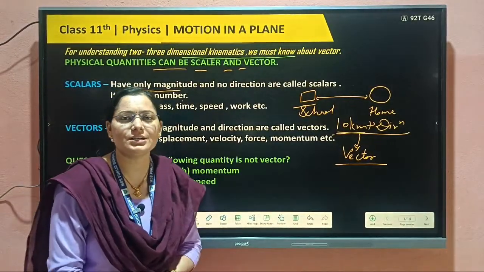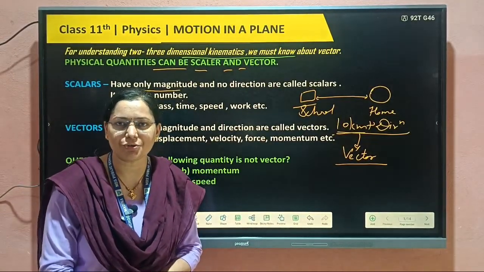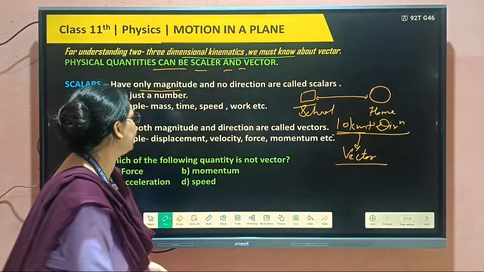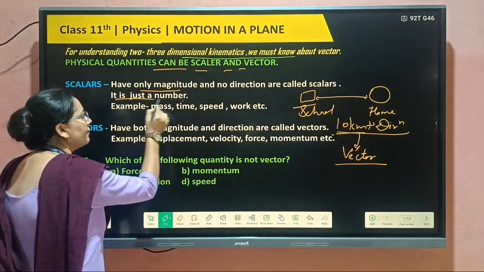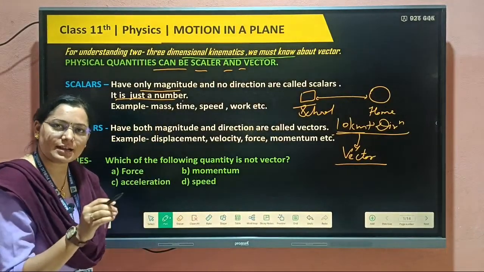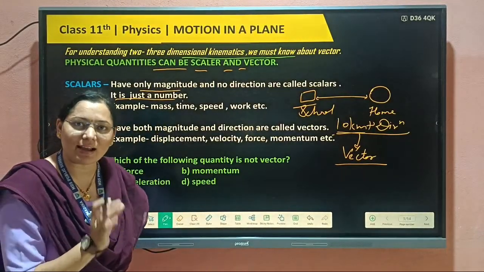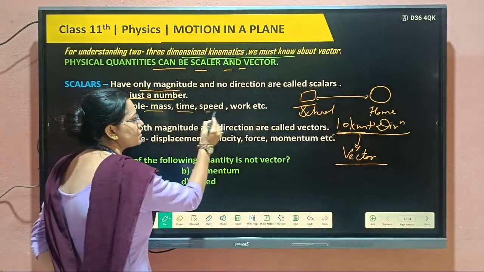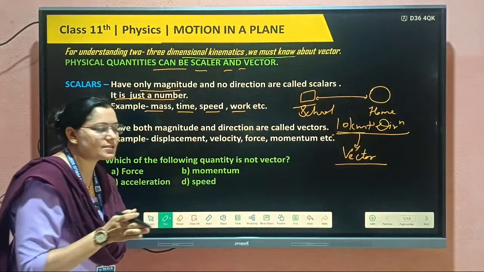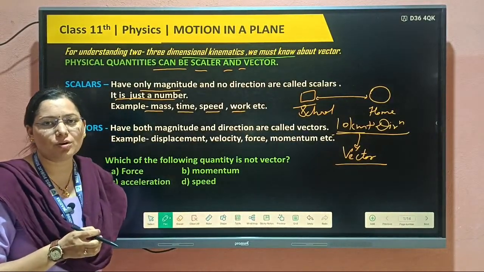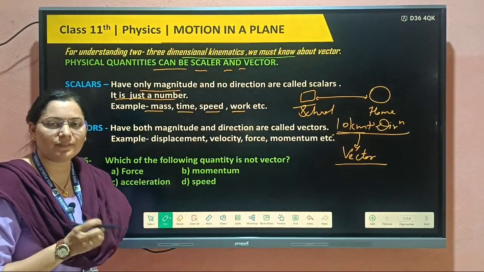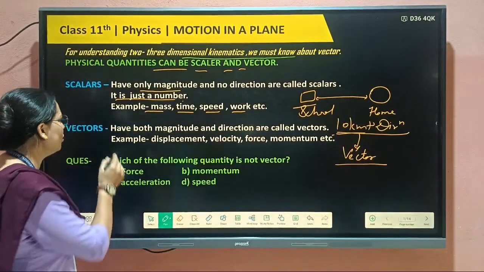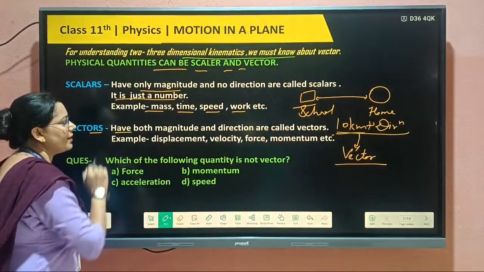Those quantities which can be defined by magnitude only, not having direction, we call scalar quantity, and it is just a number. Scalar is just a number, we can say mathematical value only, and its examples are mass, time, speed, work, distance. These are all examples of scalar quantity. With the help of these we can define magnitude, not any direction. Okay, next term, vector.